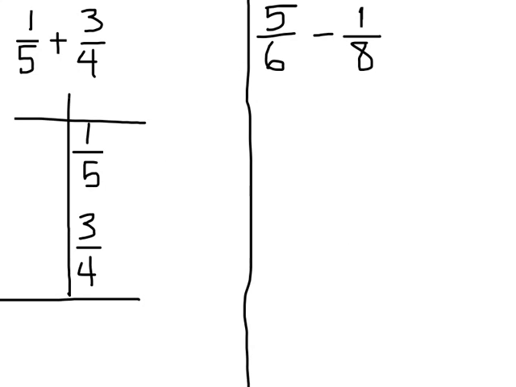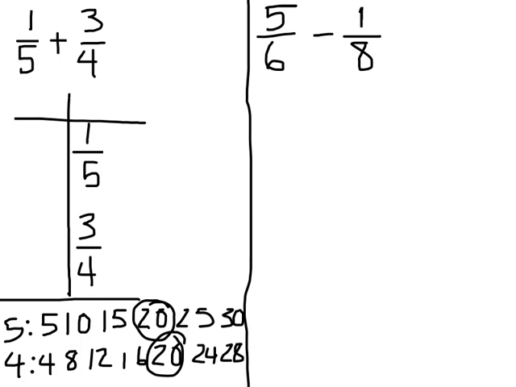What's the least common denominator for 1/5 and 3/4? The least common denominator for 1/5 and 3/4 is 20. So I need to change both fractions so that the denominator is 20. When I change 1/5 so that the denominator is 20, what's my new fraction? Well, 5 times 4 is 20. 1 times 4 is 4.